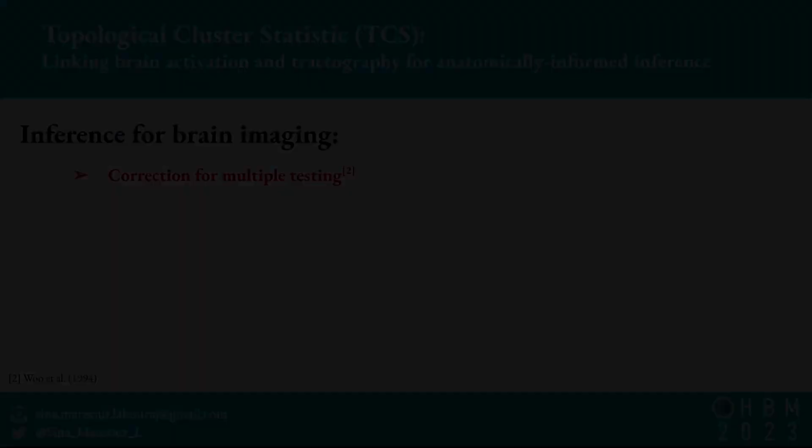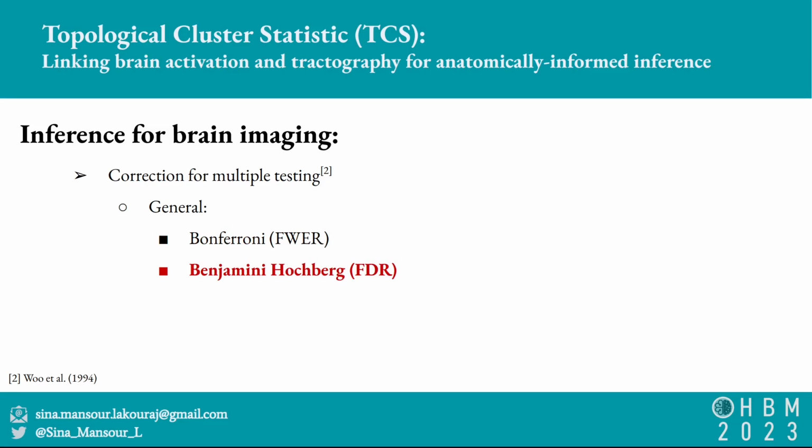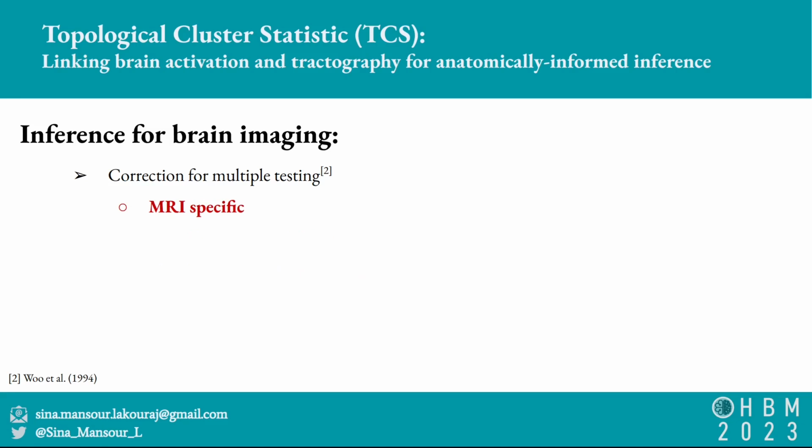Now there are different approaches that could be used for correcting multiple tests. There are some general statistical approaches that can be used for this purpose, such as the Bonferroni correction for the family-wise error rate, or the Benjamini-Hochberg correction for false discovery rate. However, the fact is that when using neuroimaging data, these general statistical correction methods are usually not powerful enough in that they don't capture most of what we are interested to capture. That's why we use MRI-specific approaches to correct for multiple testing.